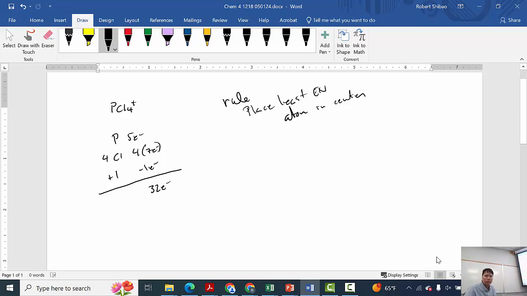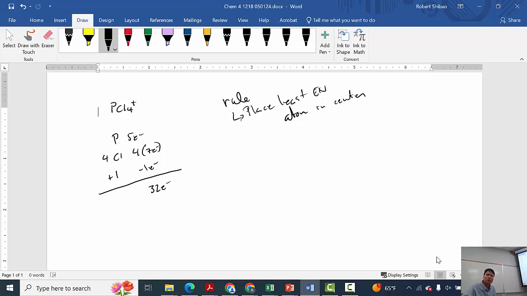Did you get 32 electrons? All right, there's another rule that we use, and that is we place the least electronegative atom in the center. And so phosphorus versus chlorine, what's more electronegative, what's less electronegative? Which one's the least electronegative?